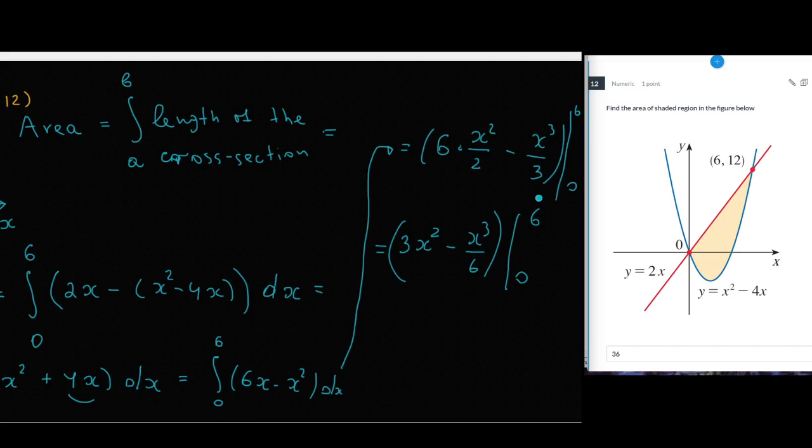Note that when I plug in 0 for x, the value will be 0. Let's see what happens if we plug in 6. We get 3 times 6 squared minus 6 cubed over 6. Now 6 cubed over 6 is 6 squared. And so essentially we get 3 times 6 squared.